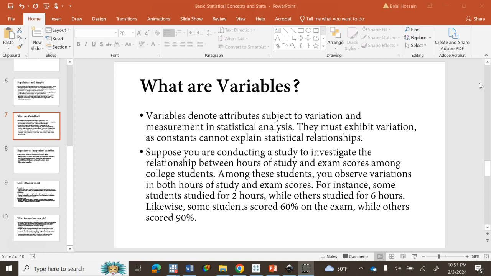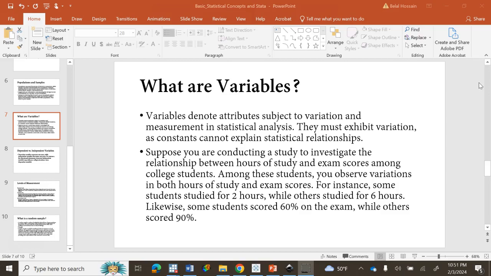If everyone studied the same number of hours, and everyone received the same scores on the exam, then it wouldn't be possible to conduct any statistical study because we have no variation. What we explain is the variation, right? So for example, study hours and exam scores.